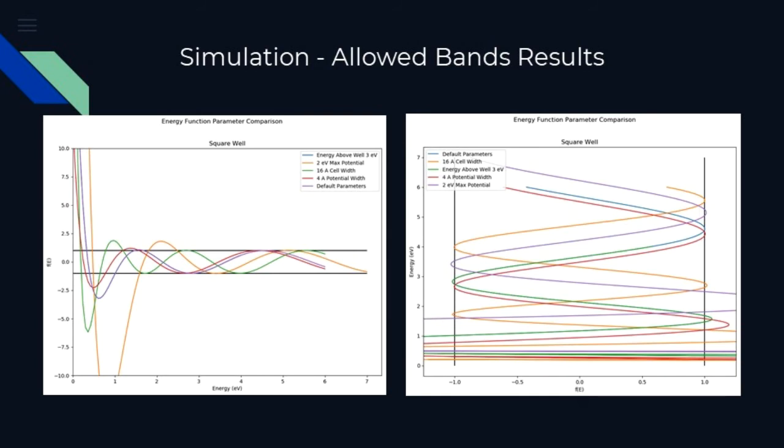Restricting the energy to only 3 electron volts over the barrier did not change anything and only resulted in the simulation stopping its calculations at a lower energy.